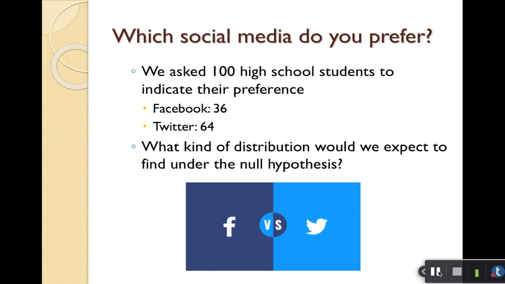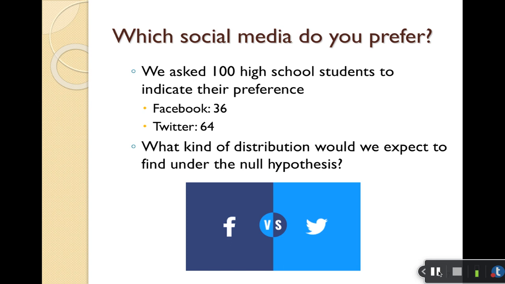So if we were to develop a null hypothesis around this research question, what kind of distribution would we expect to find under the null hypothesis? If we had no evidence, no data, no background research, and we just asked 100 people, what's your preference? If there was no difference, we would just expect a 50-50 split. So we would expect 50 people to say they like Facebook, 50 people to say they like Twitter. So the question that the chi-square test is trying to answer is, how discrepant does that breakdown have to be in order for us to determine it's not a 50-50 split?